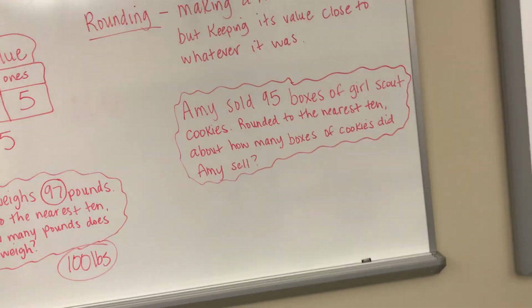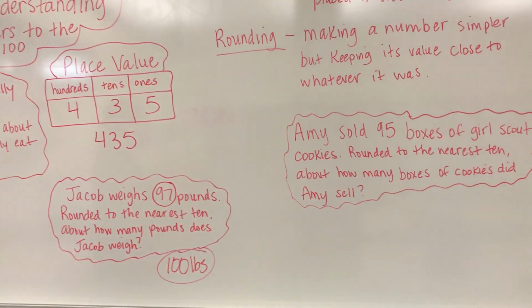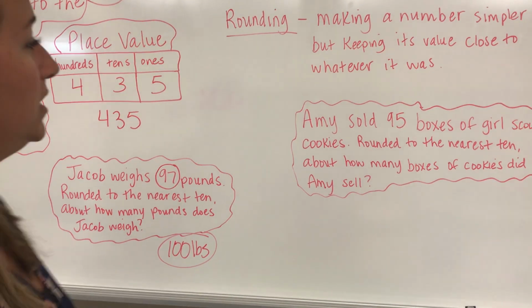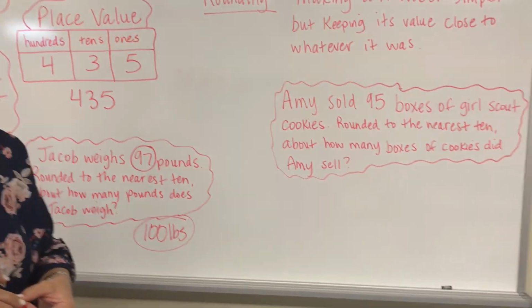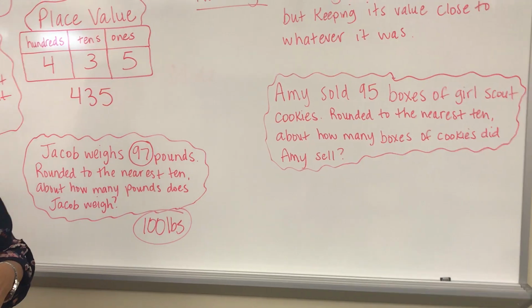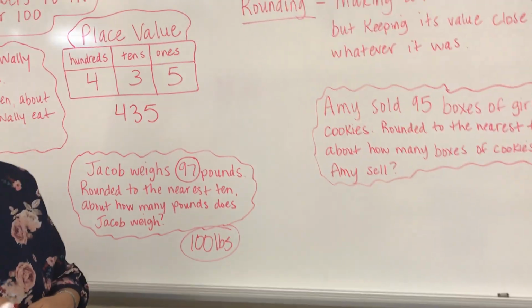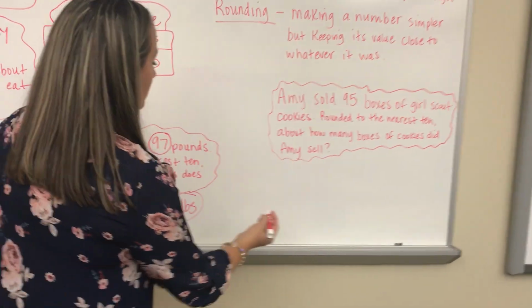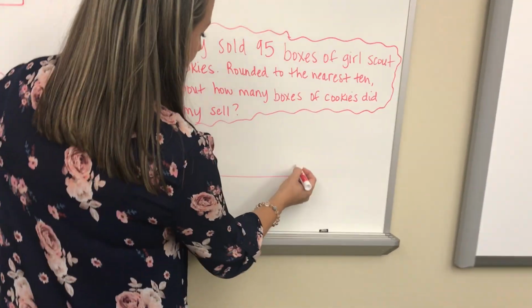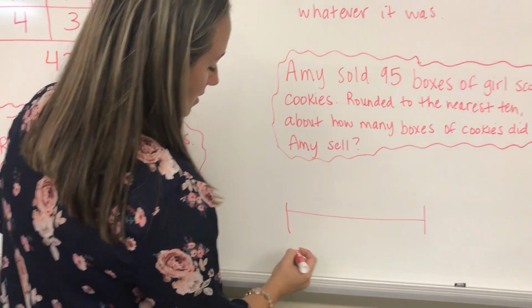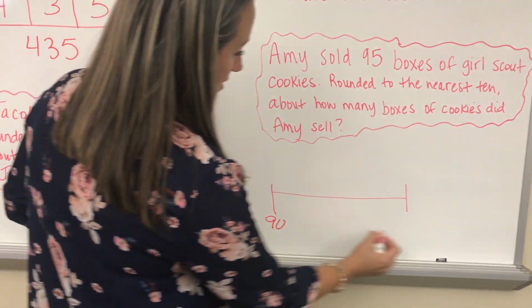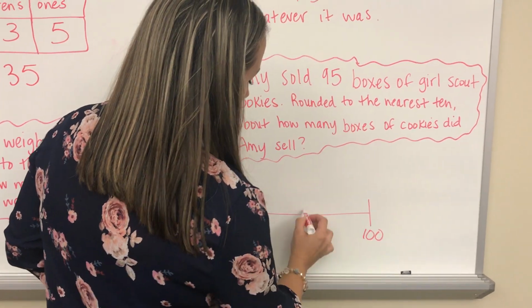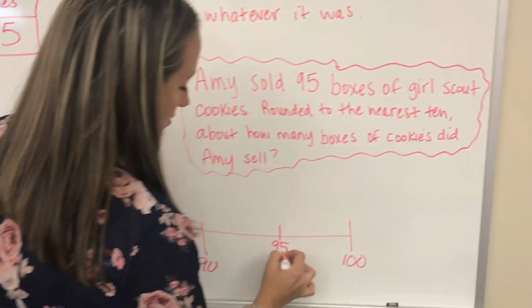Okay, and we have one more problem here. Amy sold 95 boxes of Girl Scout cookies. Rounded to the nearest 10, about how many boxes of cookies did Amy sell? Okay, so we can draw our number line down this way. We're going to draw 90 to 100 and 95 right in the middle.